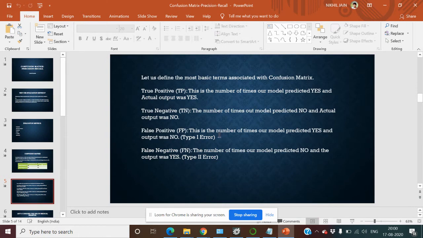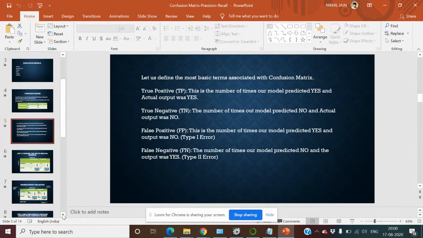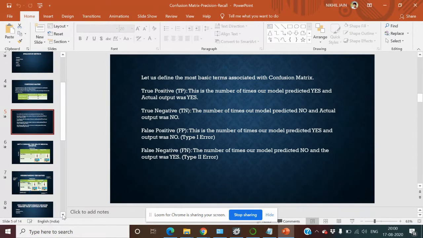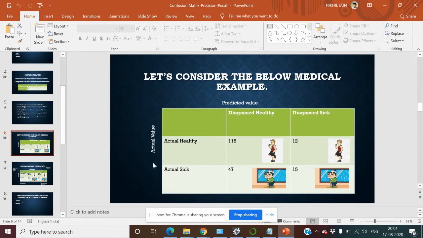Then we have false negative. In this case, the model predicted no, and the output was yes. We can also call this a type 2 error. Let's understand more with an example. So let's say we have a medical model that predicts whether a patient is healthy or sick.